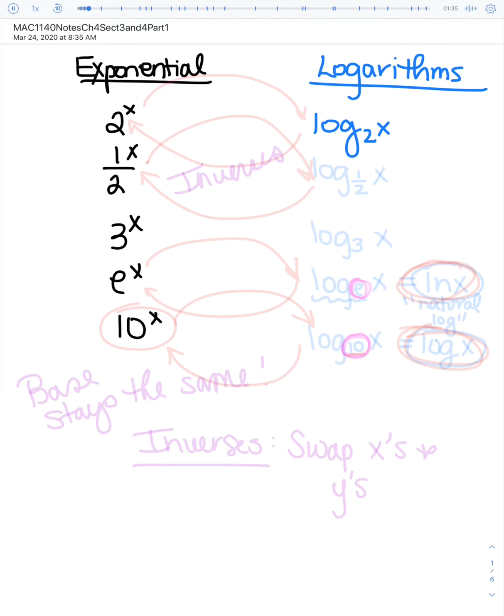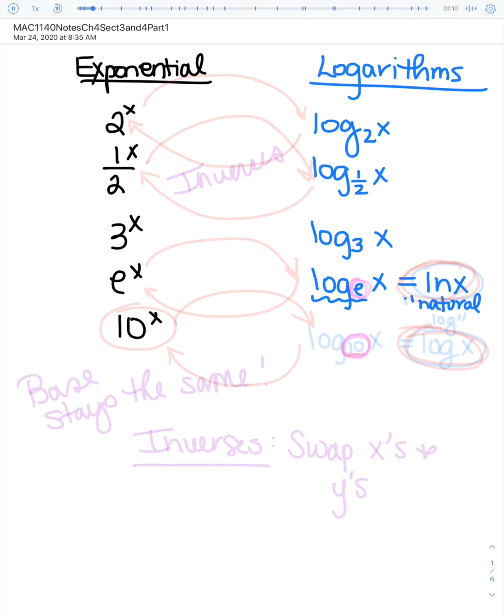Just another one that would match up with the 1/2 as a base would be a log base 1/2. Again, we can still plug in x's. Another example would be, let's say, log base 3 of x. Now, log base e of x, that got used a lot. So I think that people got tired of writing that. So they shortened it and stopped using log base e and started using what's called natural log of x.